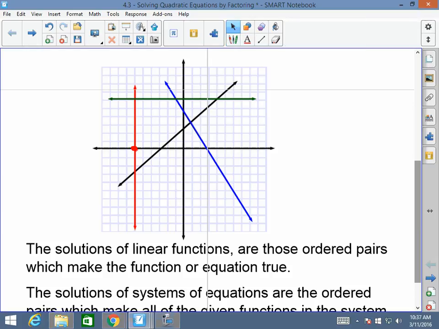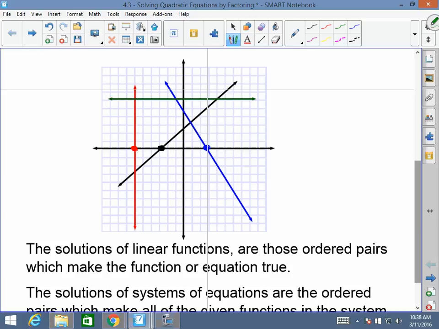For this black line, it has one solution here as well. For the blue line, it has one solution as well. For the green line, though, that's a y equals 4, and that has no real solutions. This is called an imaginary solution because it doesn't hit the x-axis.